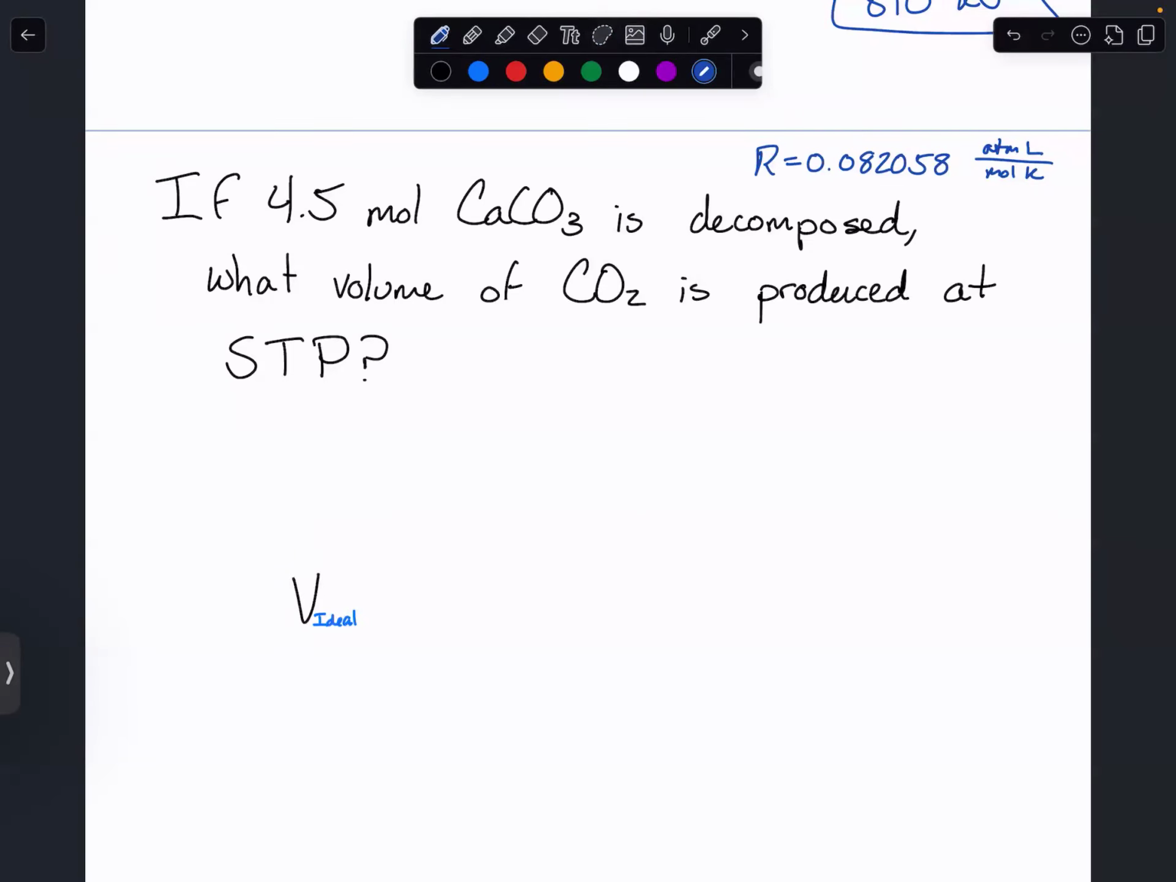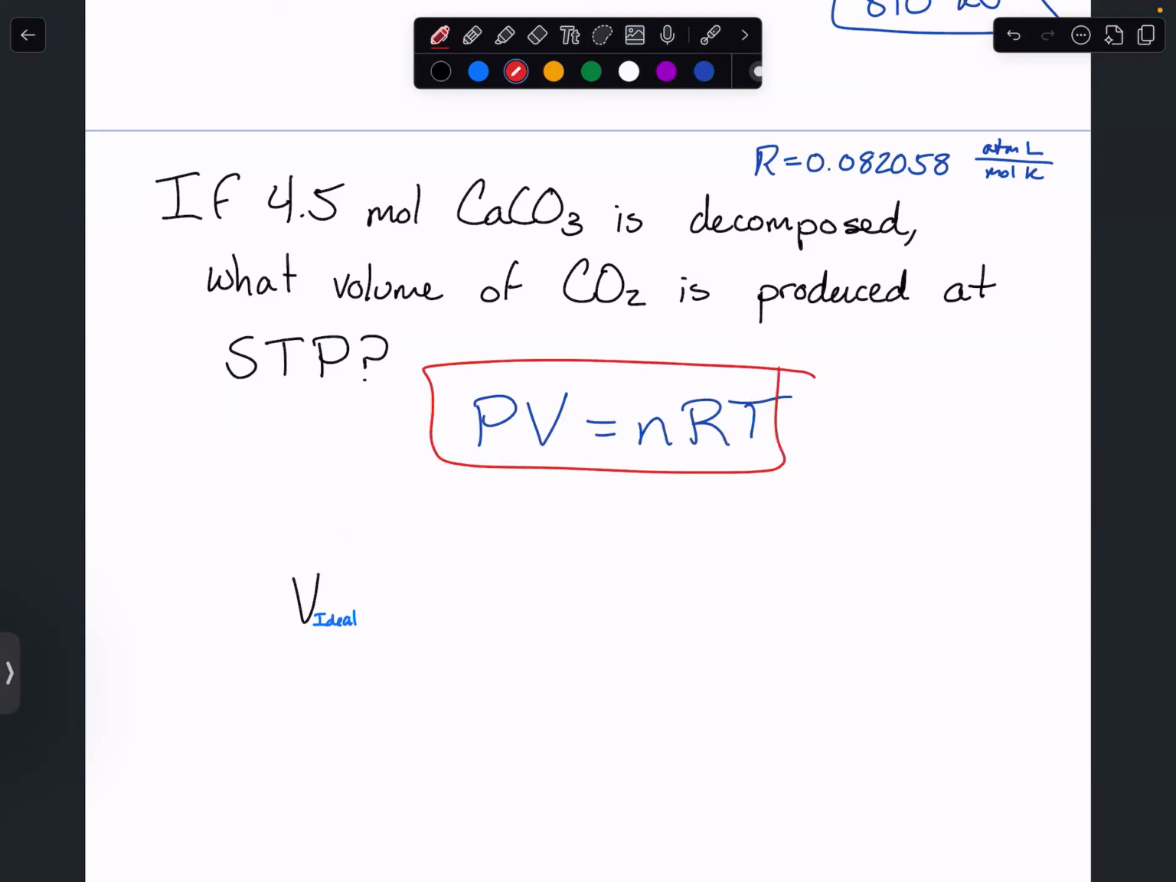All right. So what I do not give you on the exam is that ideal gas law. We got to know that. What is the ideal gas law? PV equals nRT. That we got to know. We rearrange this equation here. We get V equals nRT over P.